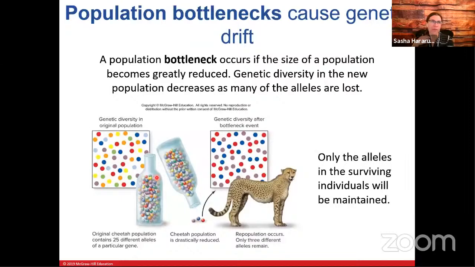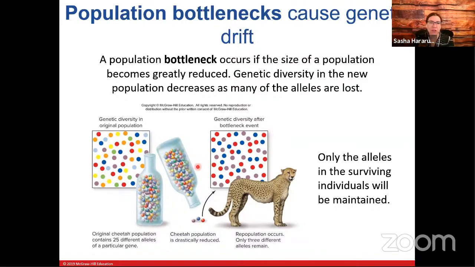So moving on. Population bottlenecks basically cause genetic drift. So remember that one of the causes why Hardy-Weinberg equilibrium is not true is genetic drift, and genetic drift is often characterized by the bottleneck effect. A population bottleneck occurs if the size of a population is greatly reduced and genetic diversity is lost.